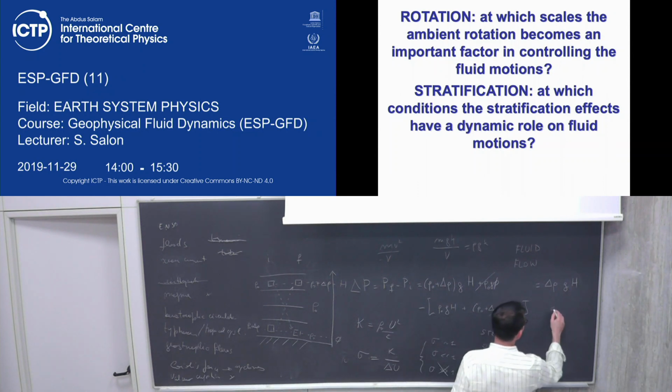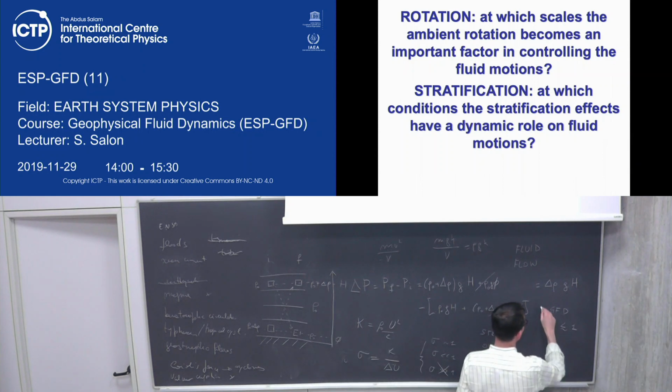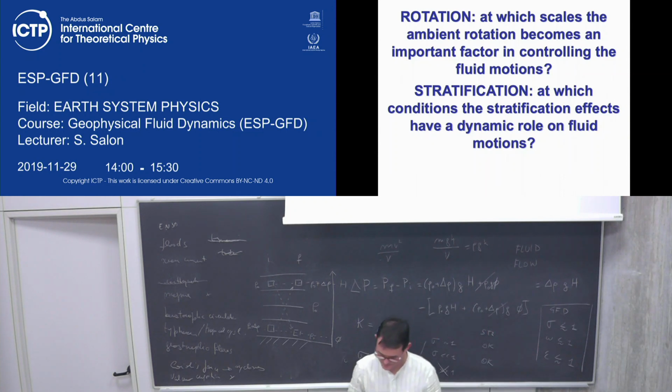So I can conclude that GFD is when sigma is smaller or at least of order 1. So now we can say that stratification and rotation are important when sigma is of order 1, when small omega is smaller or of order 1, and epsilon is smaller or of order 1. Okay?